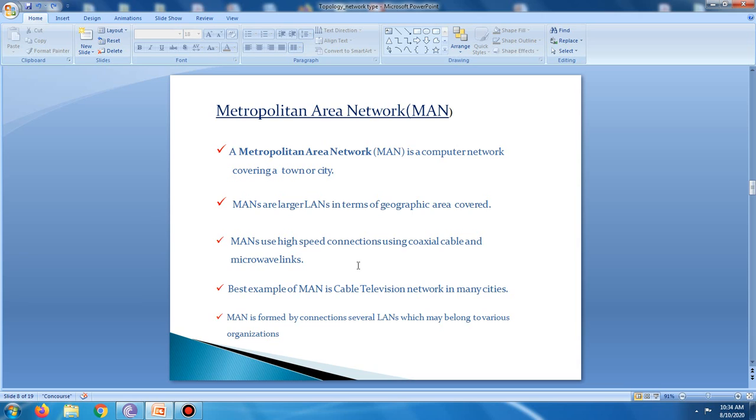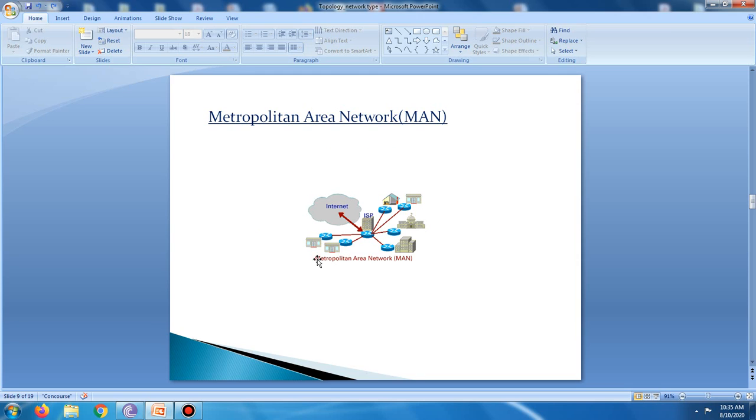Example, the best example of a MAN is the cable television network in many cities. For example, dish connection in Vaniyambadi, Ambur. The dish connection covers all the homes in the local areas, Vaniyambadi, for example, Newton, Permalpet, Basharabad, etc. Okay. It is managed by the main server in an ISP, internet service provider. It is controlled within the limit of 50 kilometers: homes, buildings, malls, all the area are covered by MAN systems.